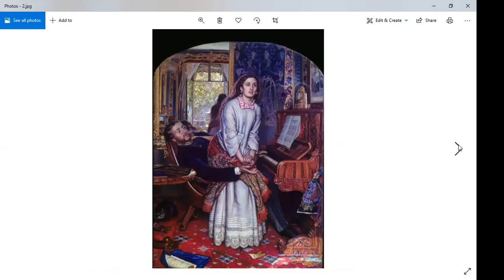Hunt. The artist's last name, Hunt. The title, The Awakening Conscience. And conscience, as you may have guessed, is spelled C-O-N-S-C-I-E-N-C-E. It's not the other meaning of conscience. It's not someone waking up from a nap. It's much more powerful than that, much more meaningful.